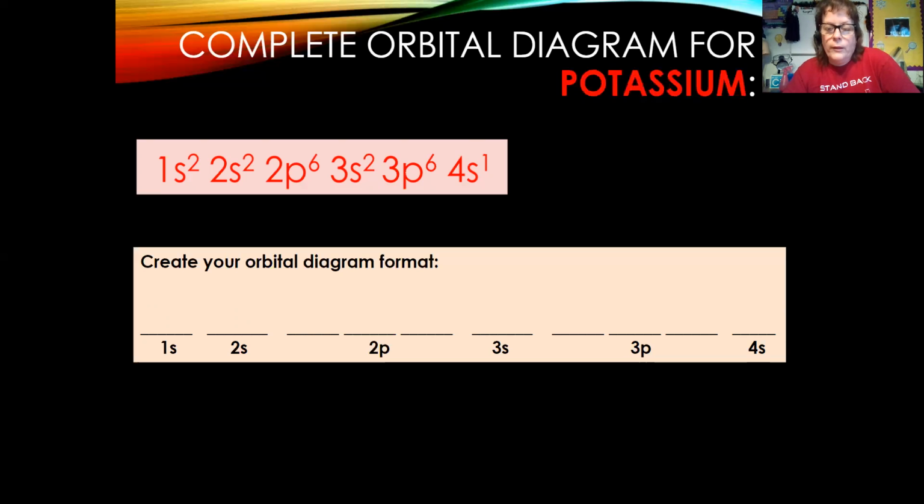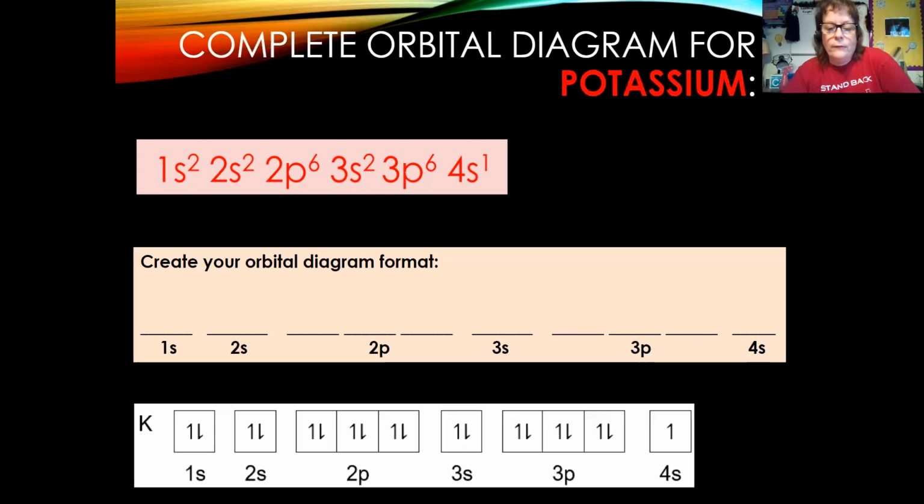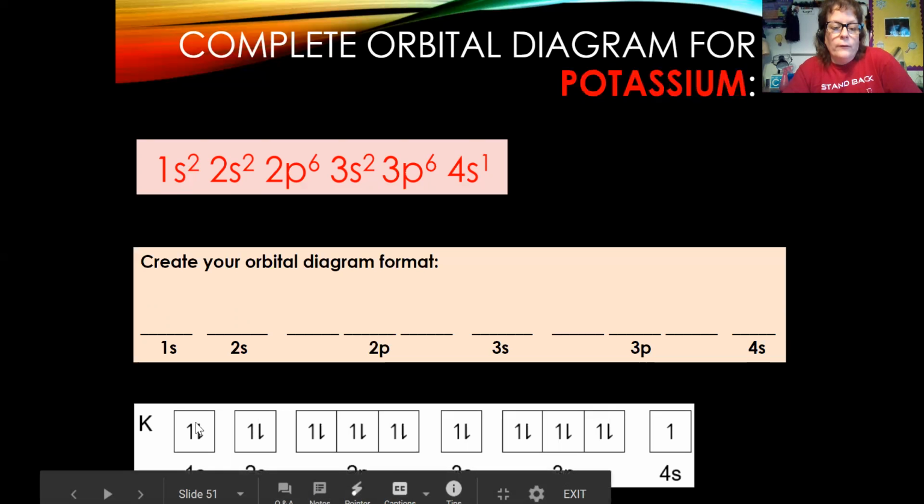The answer for the orbital diagram for potassium looks like this. Again, you will start with the 1s orbital. It has 2 electrons, opposite spins. 2s orbital is full with 2 electrons. Again, 2 electrons, opposite spin. 2p orbital is full because p can hold up to 6, and we have 6 electrons.